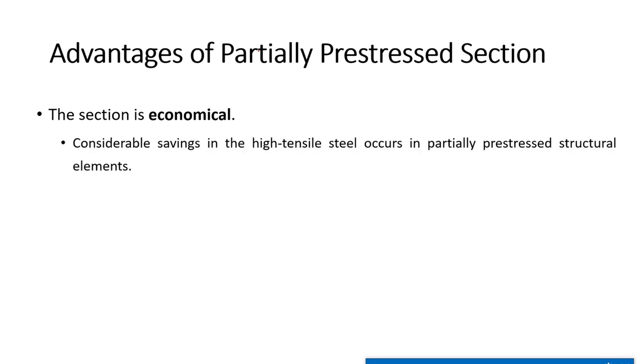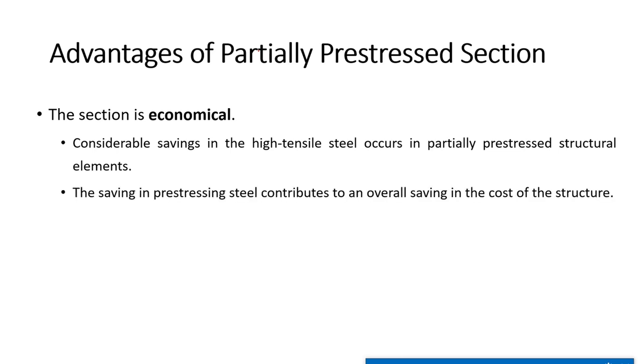Then we will discuss the advantages of a partially pre-stressed section. So the first point is the section is economical, that we have already discussed. Considerable saving in the high tensile steel occurs in partially prestressed structural elements. So the saving in prestressing steel contributes to the overall saving in the cost of the structure. So the section is economical. Okay, so that is one of the main advantages of the partially prestressed section.